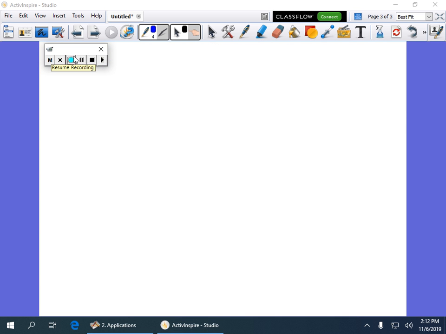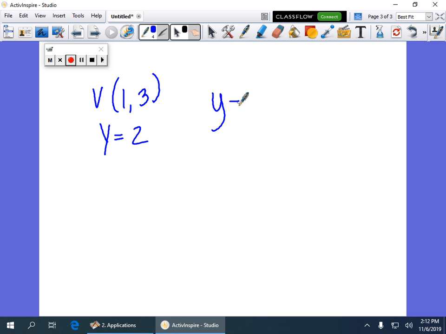Here we go. So the next problem says the vertex is (1, 3), and the y-intercept is 2. Bring it back in. Okay, set it up. y equals a(x minus 1) squared plus 3. Okay?